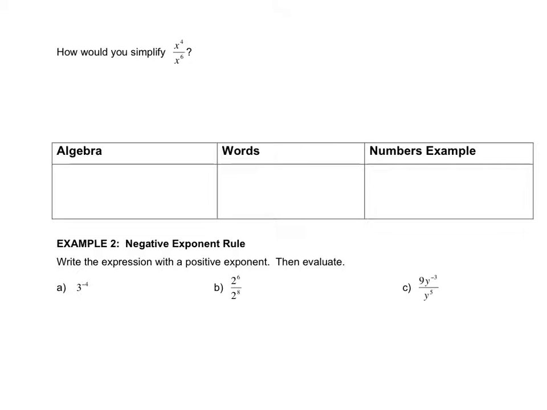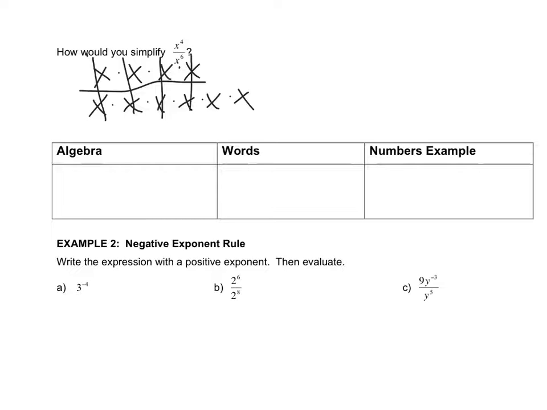This next one. So how would you simplify x to the 4th over x to the 6th? Okay, so we're going to do like we did up top. X to the 4th would look like 4 x's being multiplied together. Then we'd have 6 x's being multiplied together. So like we did above, if I'm reducing common factors, x's divided by x's cancels, cancels, cancels, cancels.